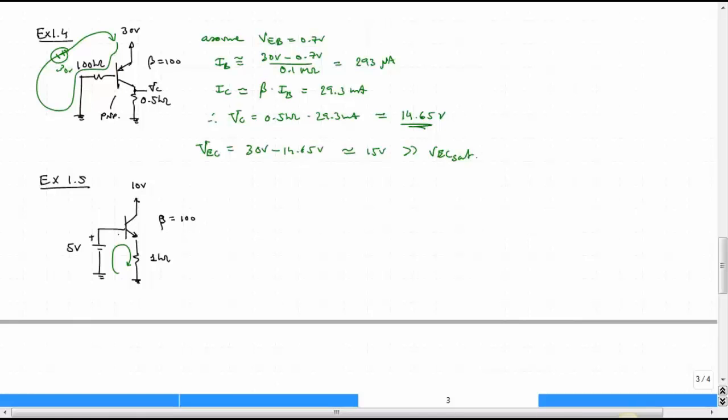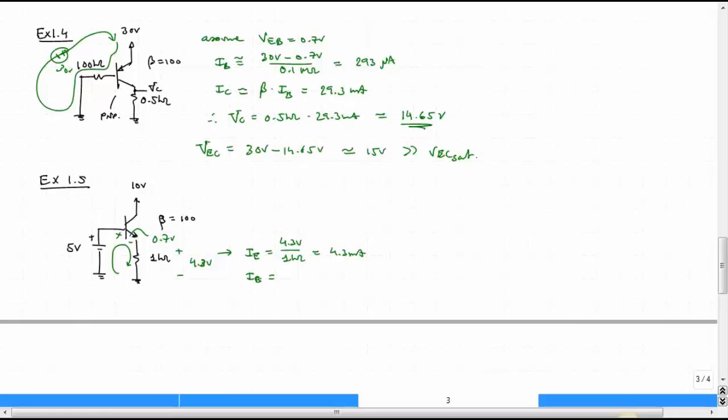So what do we have here? We have approximately 0.7 volts between the base and the emitter, and so if that's the case, then we have 4.3 volts across our emitter resistor, our 1K resistor. This looks too easy, doesn't it? We can just write that the emitter current is then simply 4.3 volts divided by 1 kilo ohm, so 4.3 milliamps.